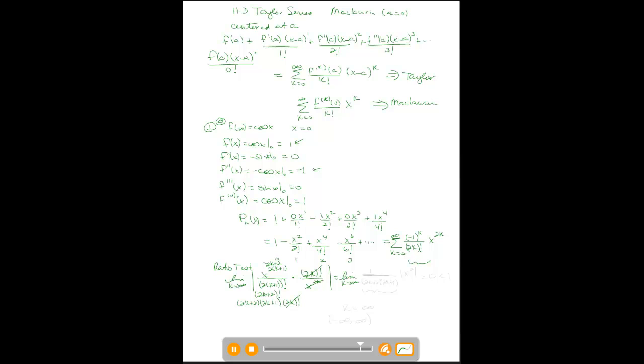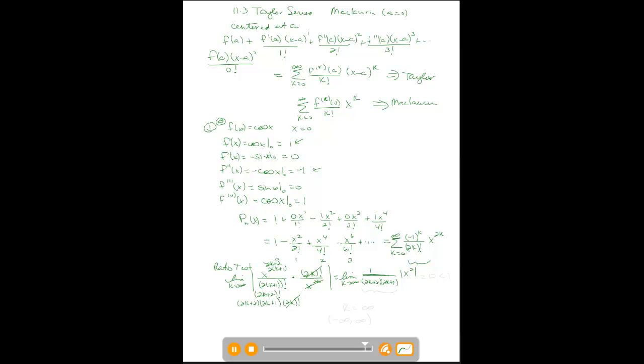And so I am left with, on top, number-wise, I just have a 1. There's no numbers. Over, I have 2k plus 2 times 2k plus 1. And the stuff that needs to be in the bars is the absolute value of x squared.